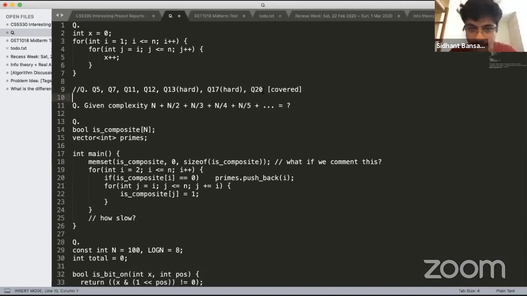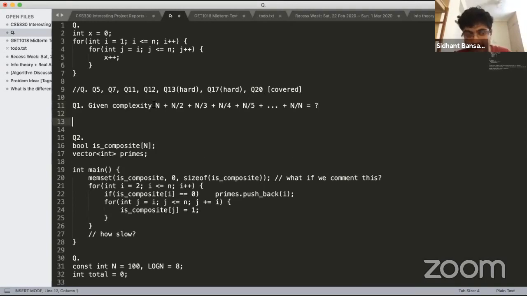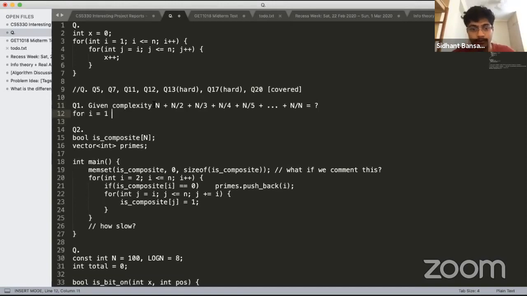But yeah, okay. So we have this question first. Let's label these questions. Question 1: give the complexity of an algorithm which runs in n plus n by 2 plus n by 3 plus n by 4 up to n by n steps. Yeah. So any answers for this one? Basically in the first iteration, it runs in n steps. In the second iteration, it runs n by 2 steps and so on. I can give a short code if you guys want.